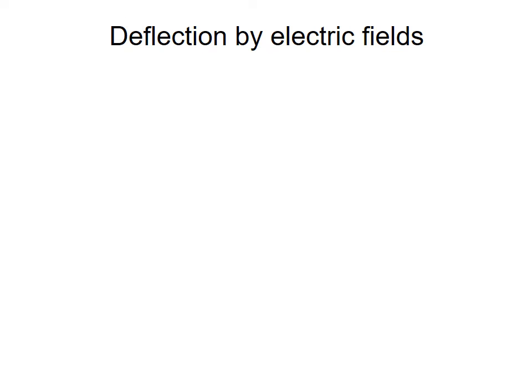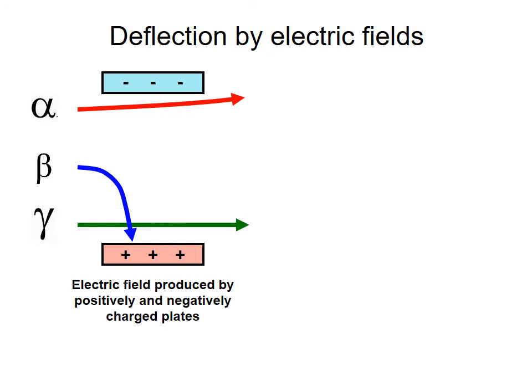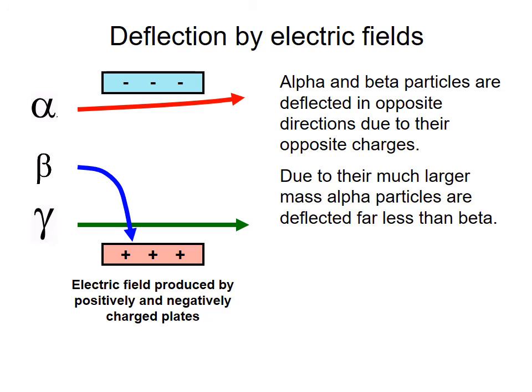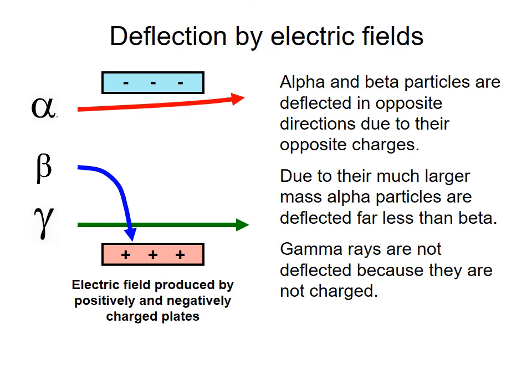The different forms of radiation are also affected by electric fields. The alpha is going to deflect towards a negative charge, whereas the beta is going to go towards a positive charge because it's negatively charged. The gamma just goes straight through. Again, notice the deflection: because the alpha particle is quite big, it's not deflected as much as the beta particle.